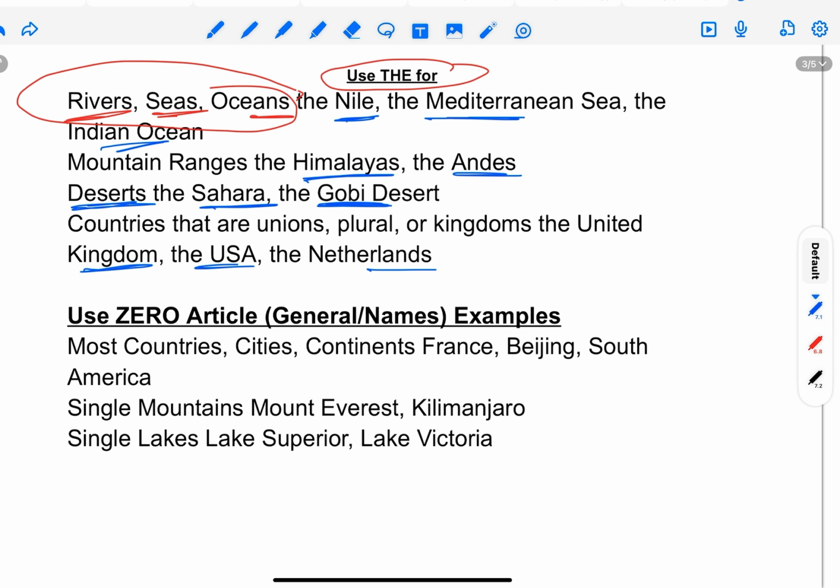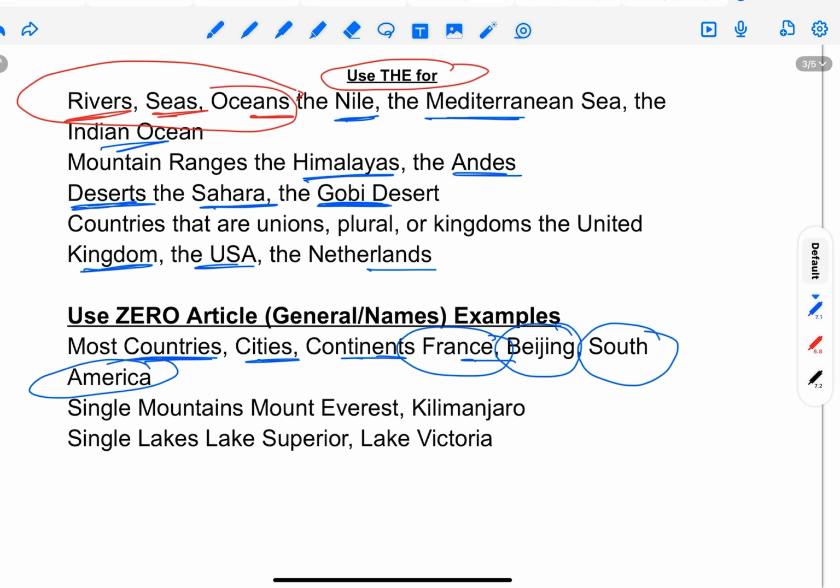Zero article means don't use an article before the names of most countries, cities, and continents, like France, Beijing, South America. These are the names of countries and places, so we don't use the article the before them.